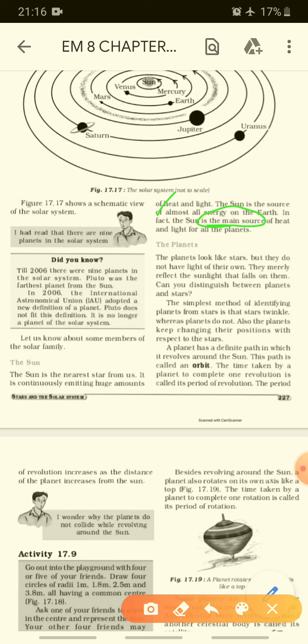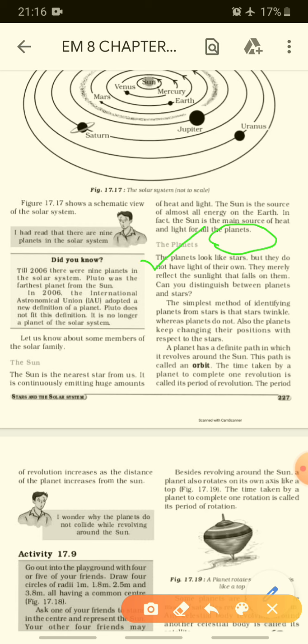Sun is the main source of light, sorry, heat for all the planets, not only for us humans but in the solar system also. Sun is the main source of heat and light for all the planets.